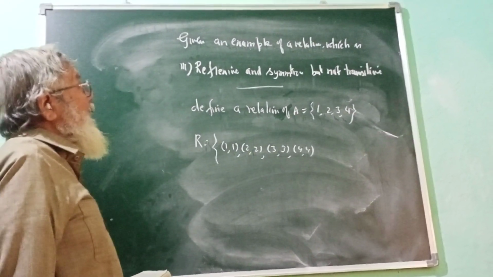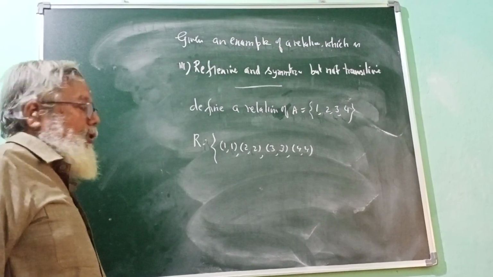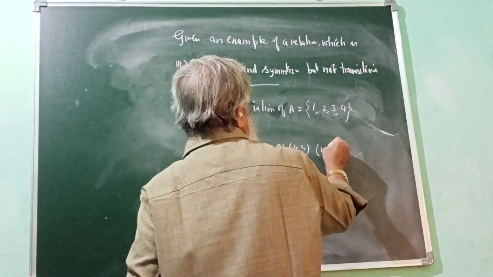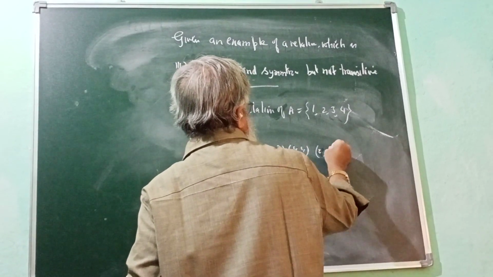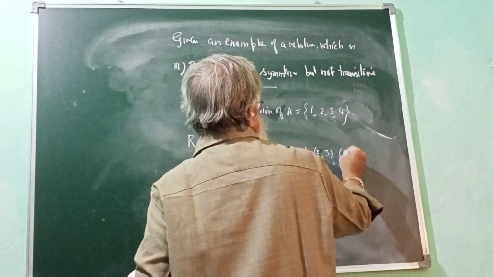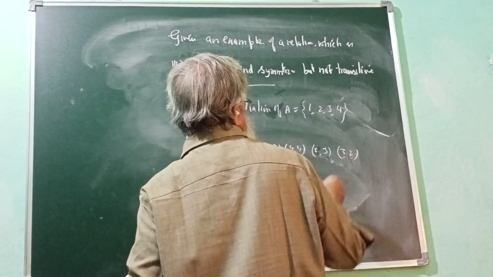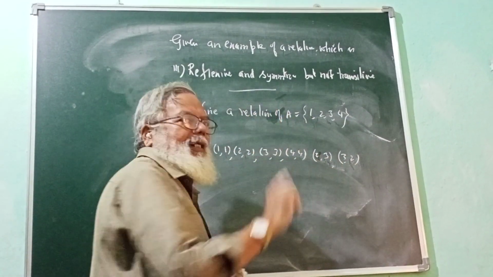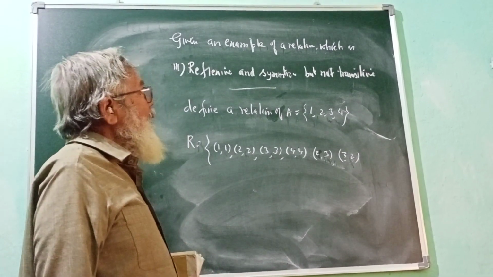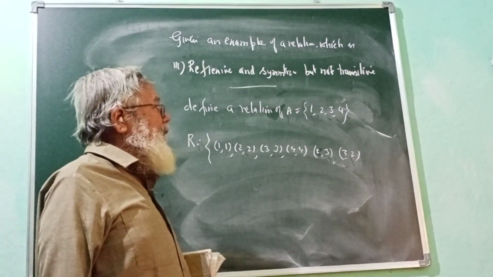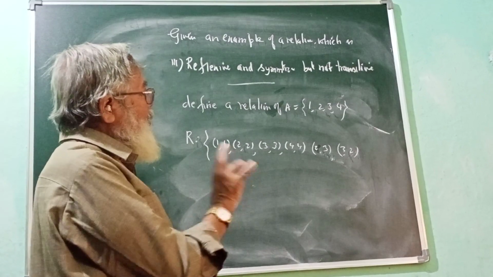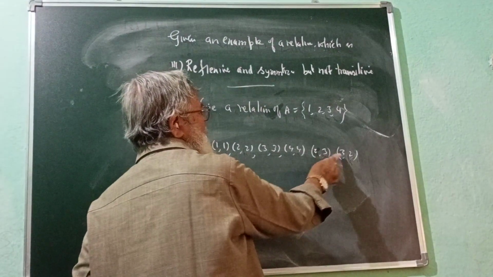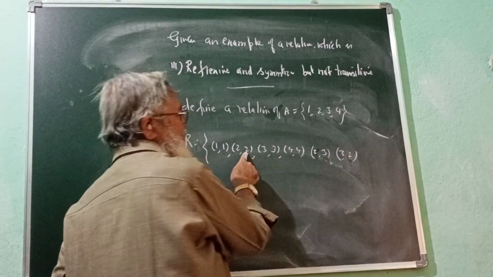And it should be symmetric also. For symmetric, let us take (2, 3) and (3, 2). (2, 3) is there, (3, 2) is there. Therefore it is symmetric. But it should not be transitive. If you leave this much only, it automatically becomes transitive because (2, 3), (3, 2), then (2, 2) is there.